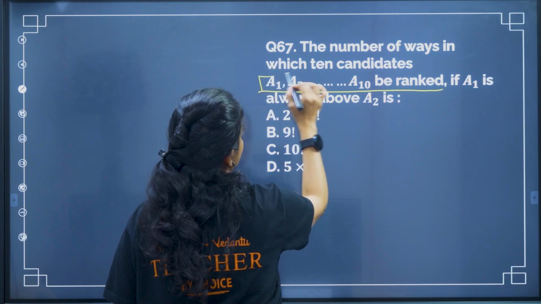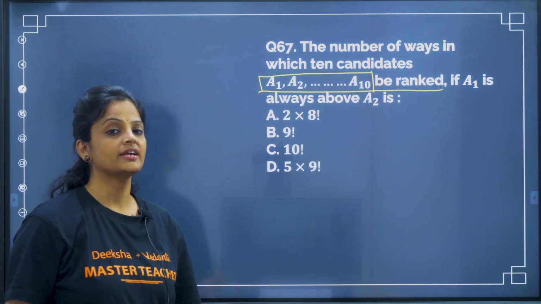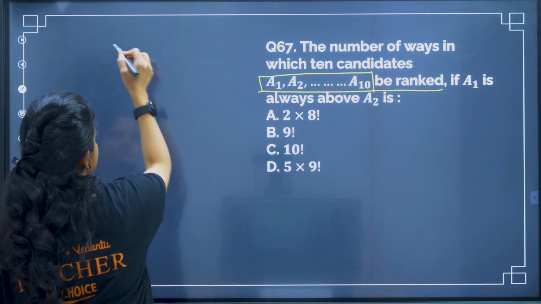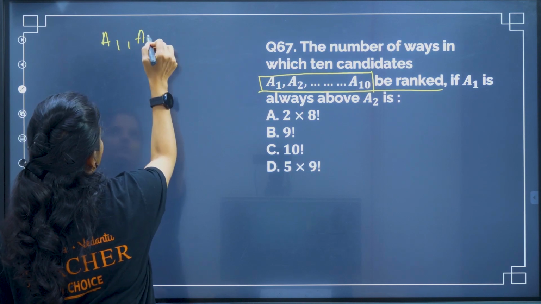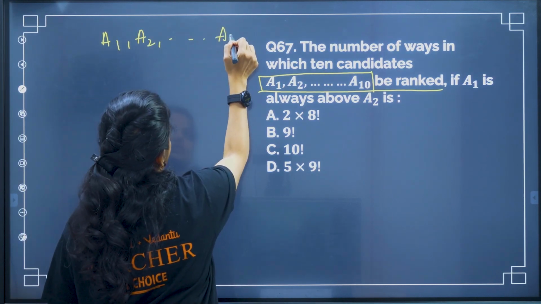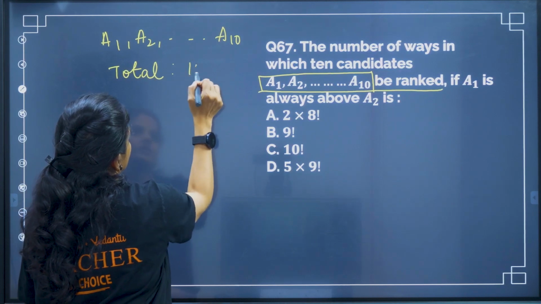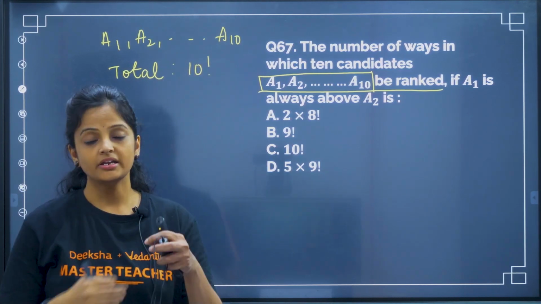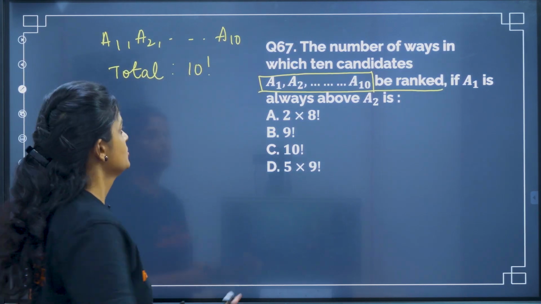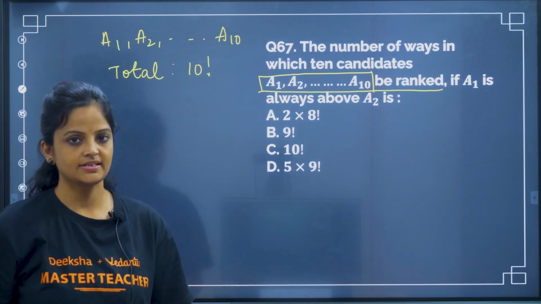Okay, let's take the total first. How many candidates are there? 10 candidates are there. A1, A2 and so on, A10. Total number of ways will be 10 candidates can be arranged in 10 factorial ways. So this is the total now, isn't it?